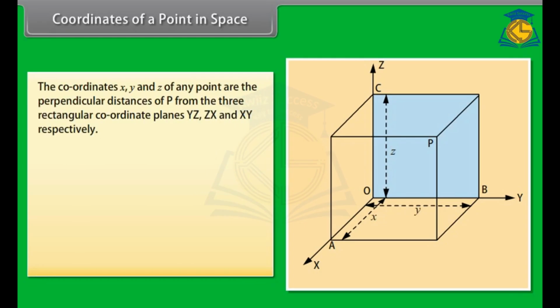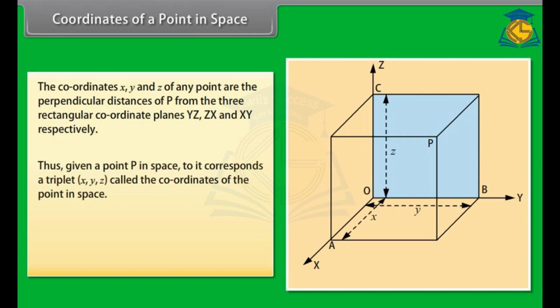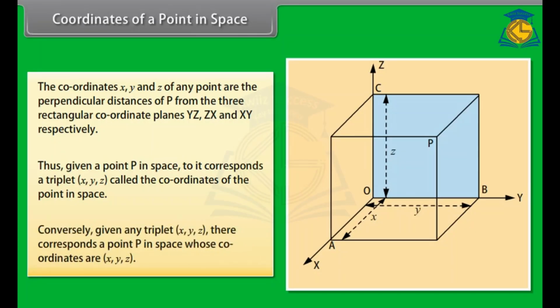The coordinates X, Y, and Z of any point are the perpendicular distances of P from the three rectangular coordinate planes YZ, ZX, and XY respectively. Thus, given a point P in space, to it corresponds a triplet x, y, z called the coordinates of the point in space. Conversely, given a triplet x, y, z, there corresponds a point P in space whose coordinates are x, y, z.